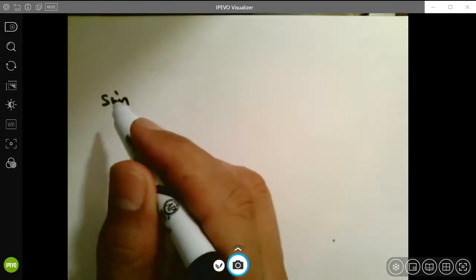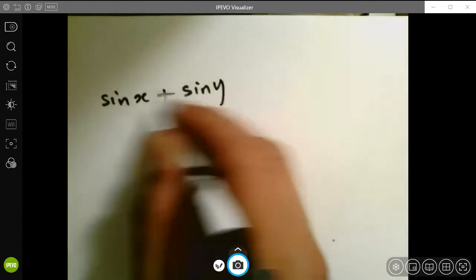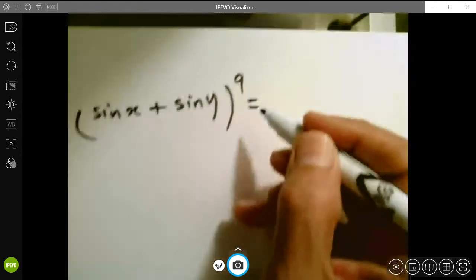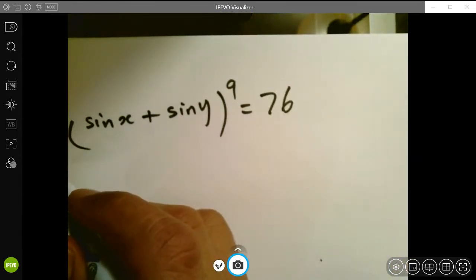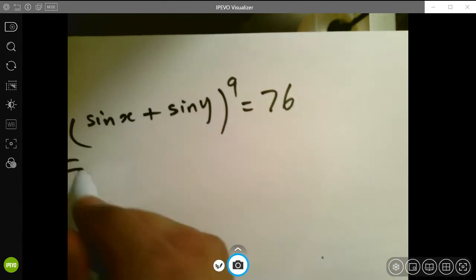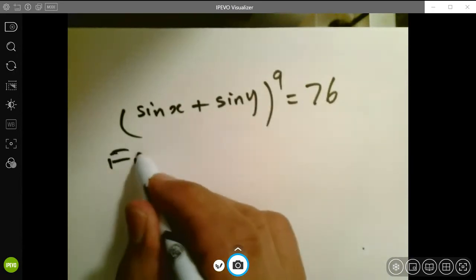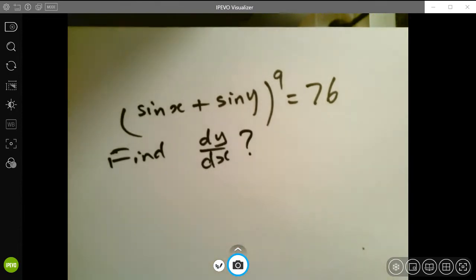Okay, here is another question. You have sine of x plus sine of y to the power 9 is 76, and we want to find dy over dx. Okay, what do we know here?